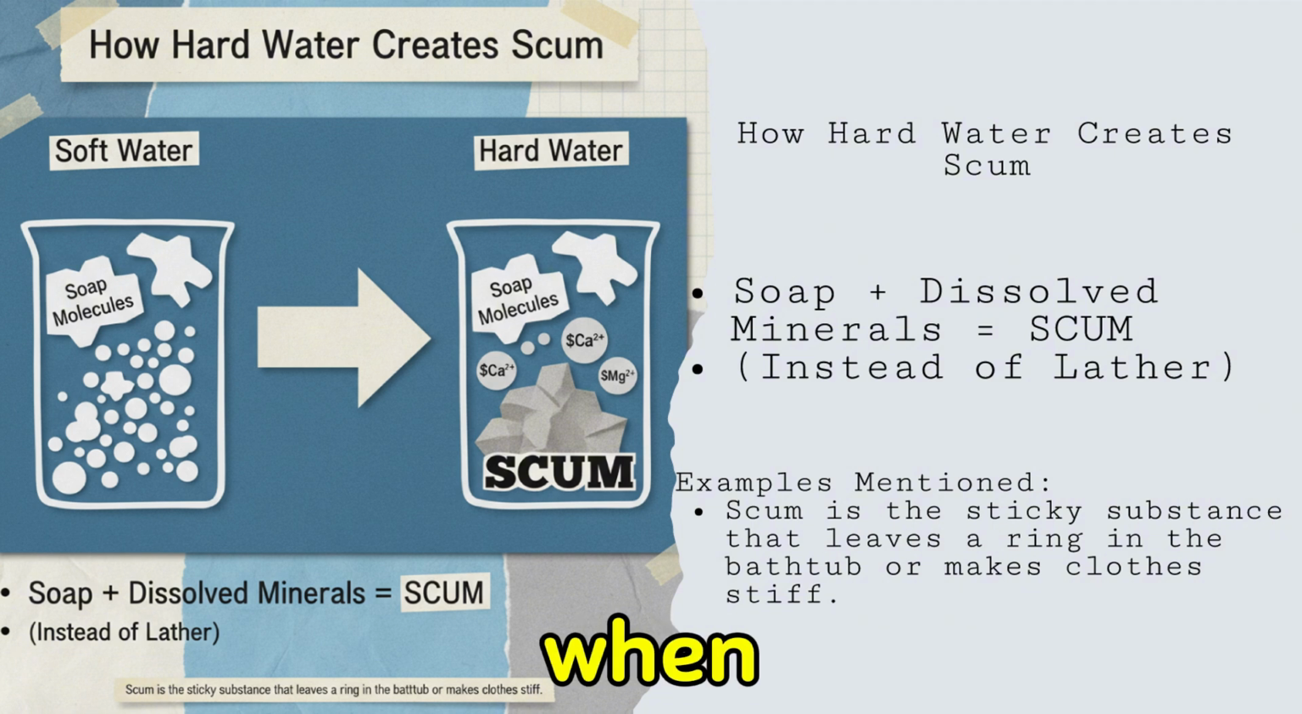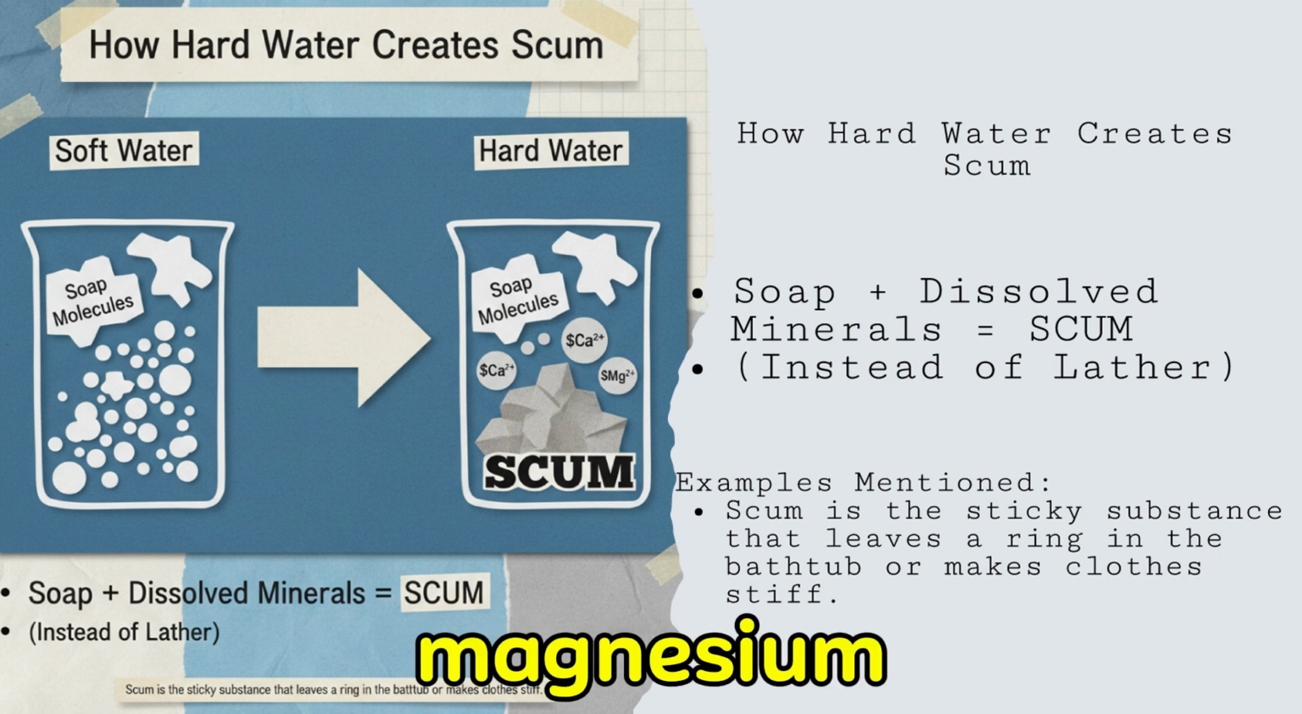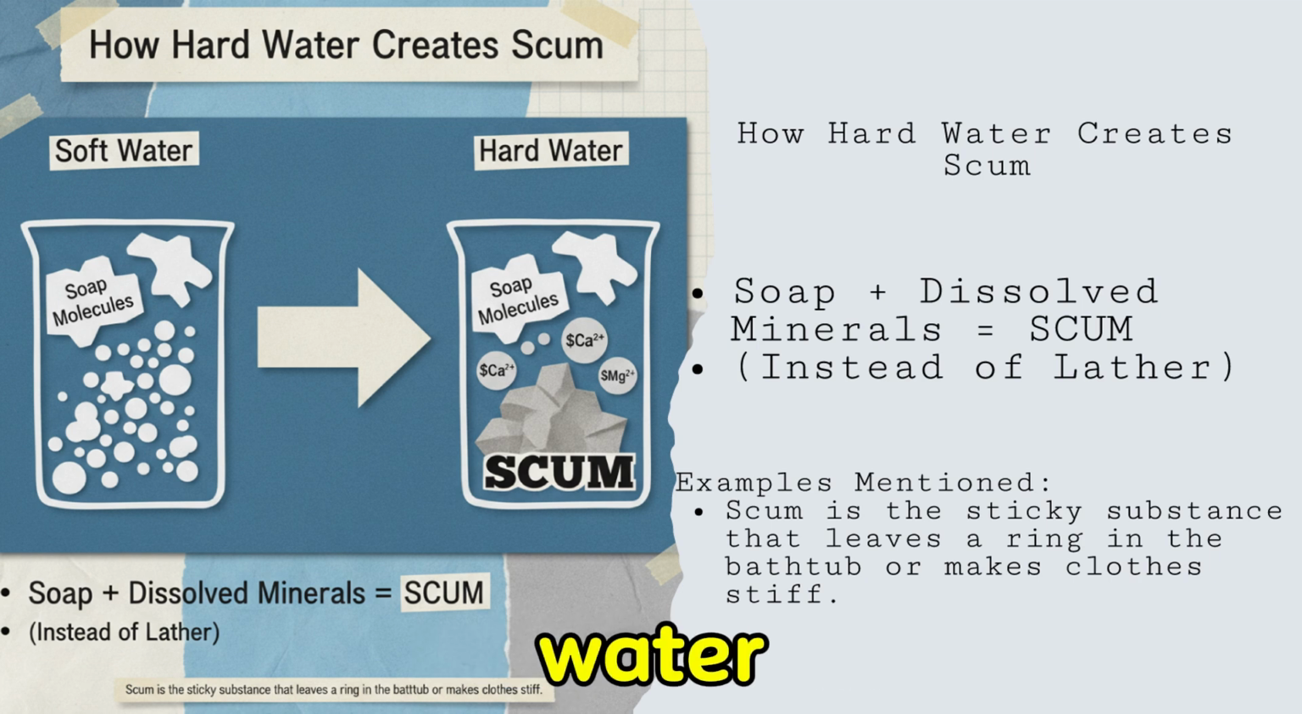Imagine this. When you add soap to soft water, the soap molecules are free to do their job and create lots of lather. But now let's add those calcium and magnesium ions into the water. Instead of making bubbles, the soap reacts with these minerals and forms a sticky, gooey substance called scum. That's the stuff that leaves a ring in your bathtub and makes your clothes feel stiff.